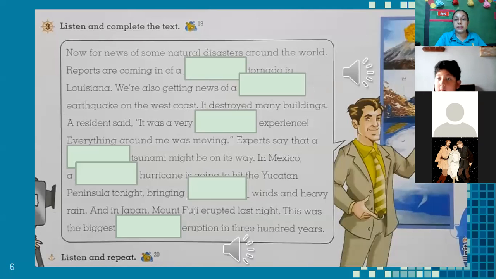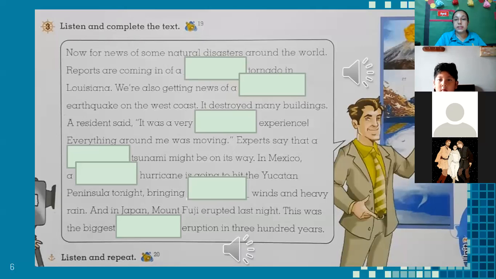Now for news of some natural disasters around the world. Reports are coming in of a powerful tornado in Louisiana. We're also getting news of a destructive earthquake on the West Coast. It destroyed many buildings. A resident said it was a very frightening experience.